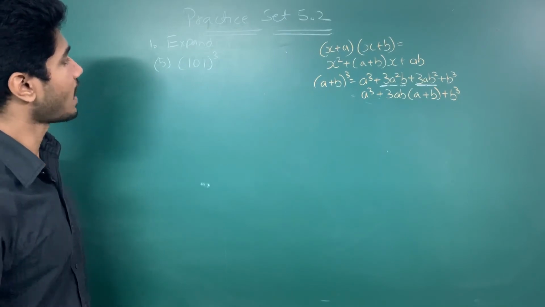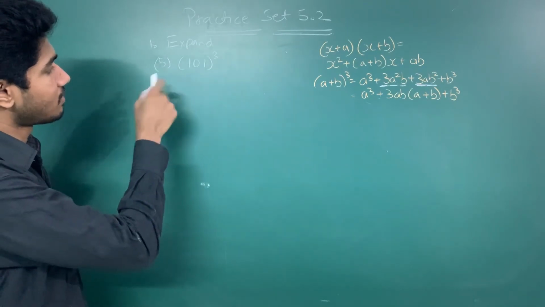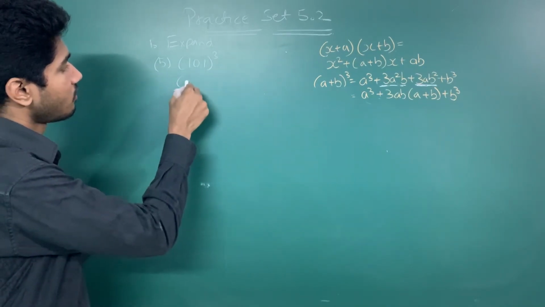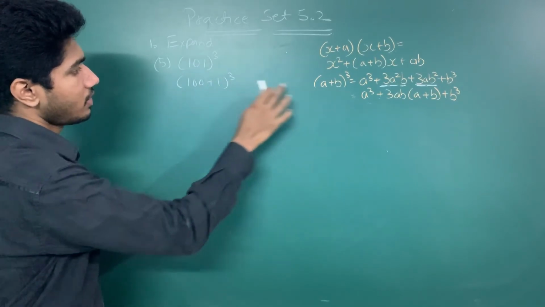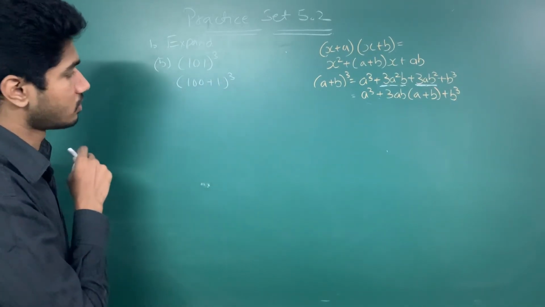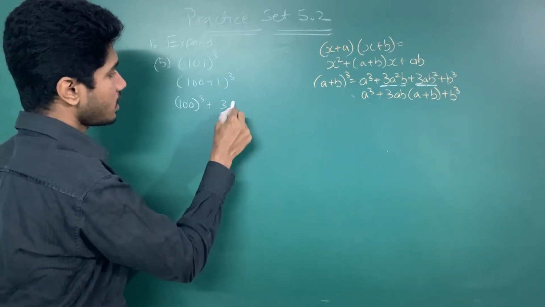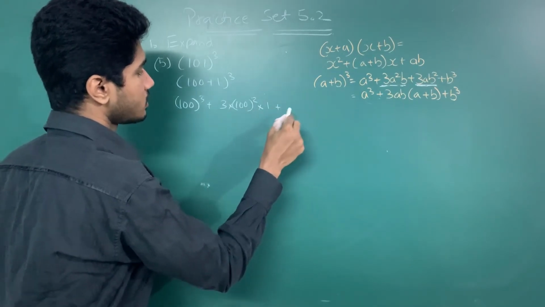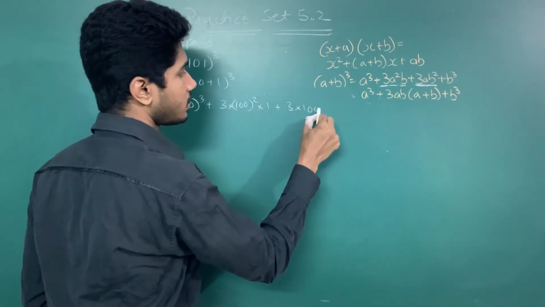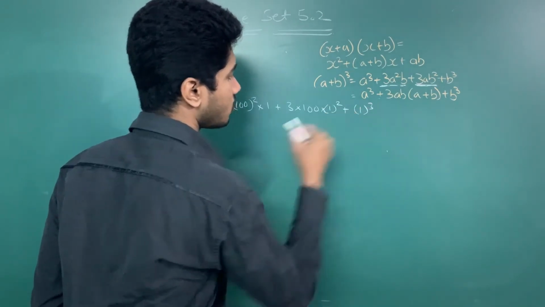Fifth sum, we have 101 the whole cube, that is we have only one term. We'll split this term as we did in the previous sum. We can write this as 100 plus 1 the whole cube. Now we can use this formula, that is a plus b the whole cube. So here 100 the whole cube plus 3 into 100 the whole square into 1 plus 3 into 100 into 1 the whole square plus 1 the whole cube.